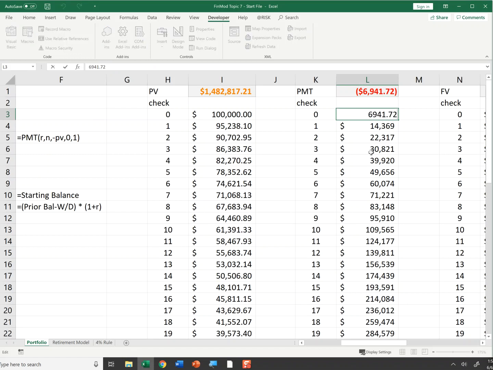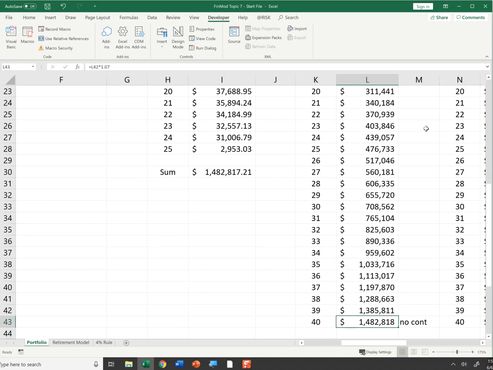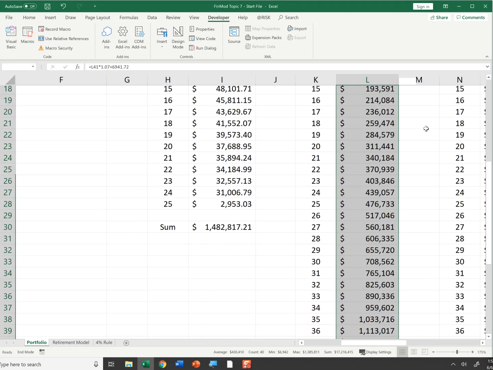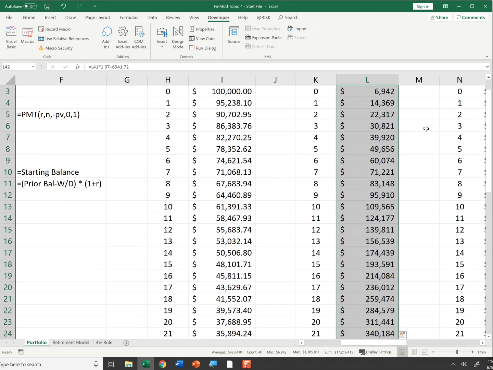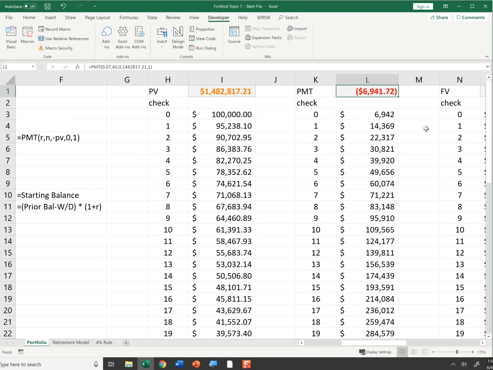And then I just proved it here. If I put $6,941 in an account today, and then that grows at 7%, and then I add another $6,941, and I keep continuing that process, I will have exactly $1.482 million at the end of the period. Notice in year 39, that's the last payment. Because payments started at period 0, that's a total of 40 payments going from 0 to 39. So that last year is just growing at 7%, and that gives me exactly the $1.482 million from the prior problem.